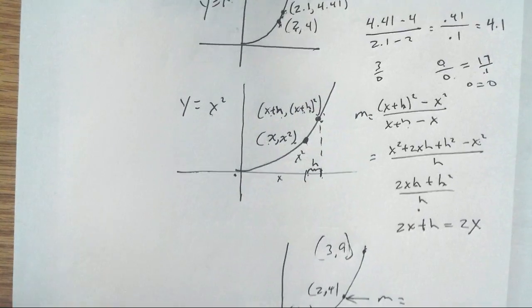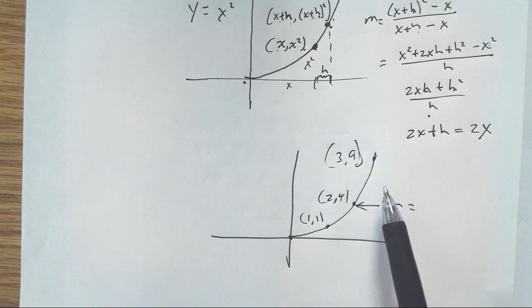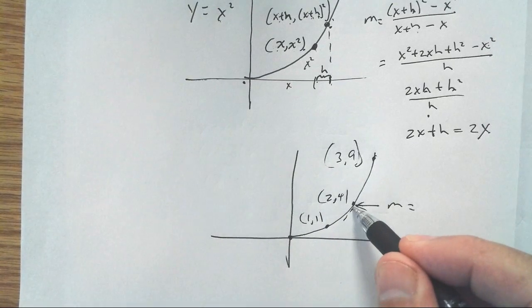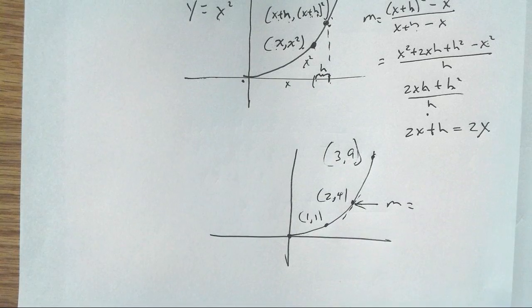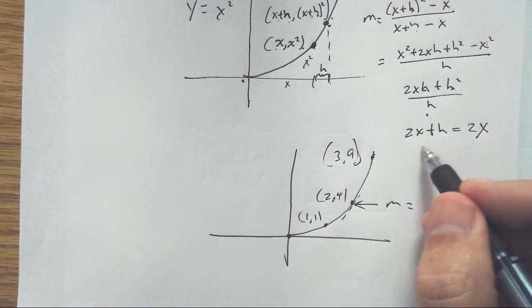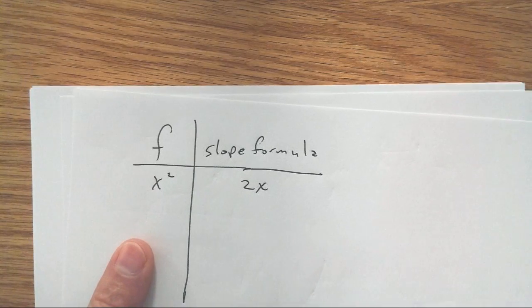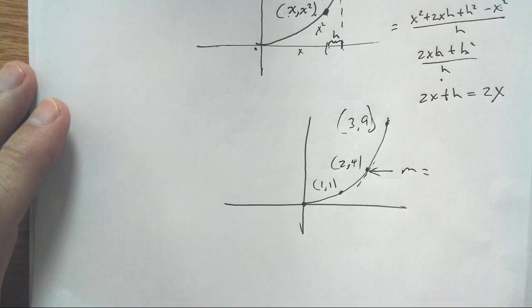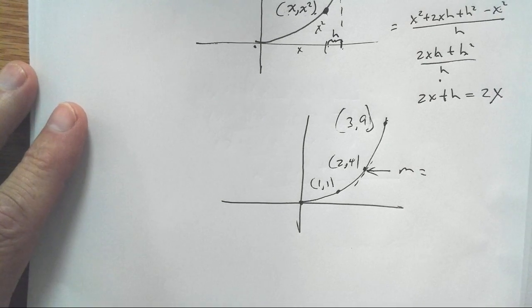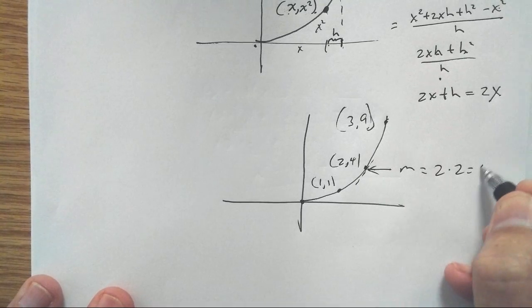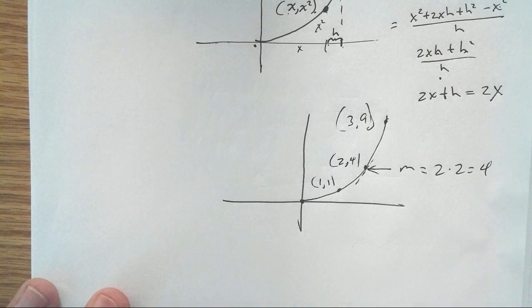Hands, if you can tell me what the slope is at the point 2, 4. What's that instantaneous tangent line slope? How fast are we going at 2, 4? If we know the slope formula is 2 times x. Yep, it's 4. It's 2 times x. We're going 4 miles per hour.